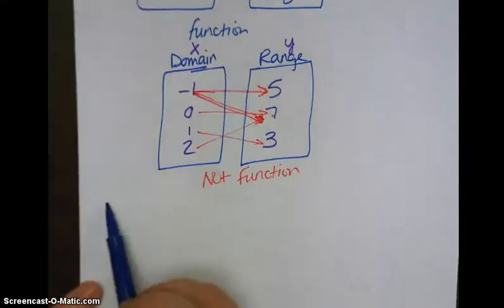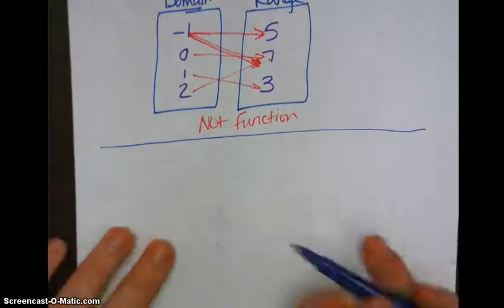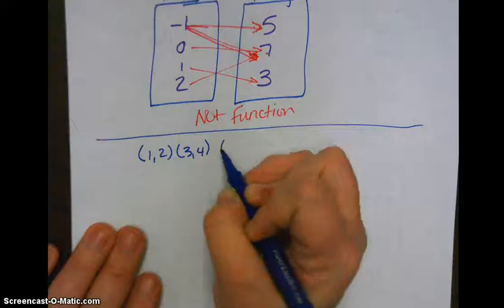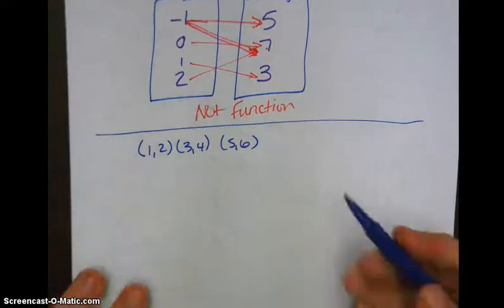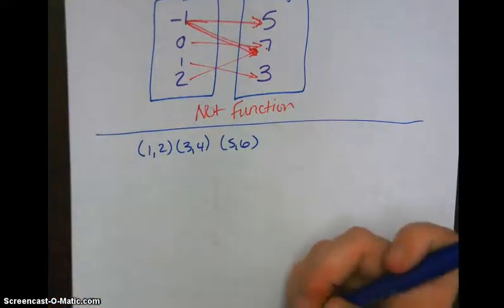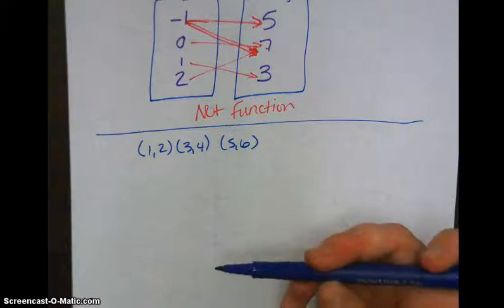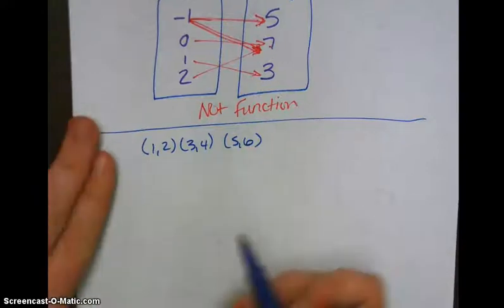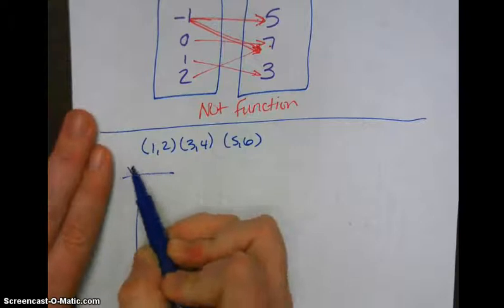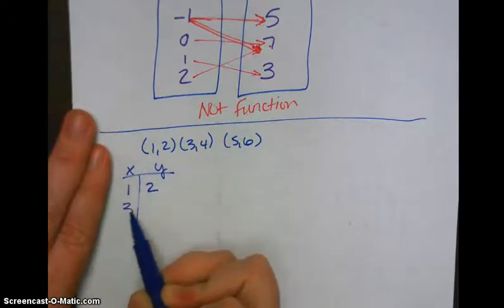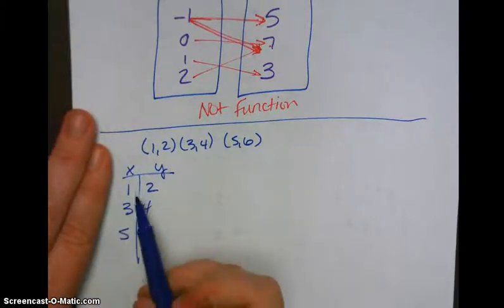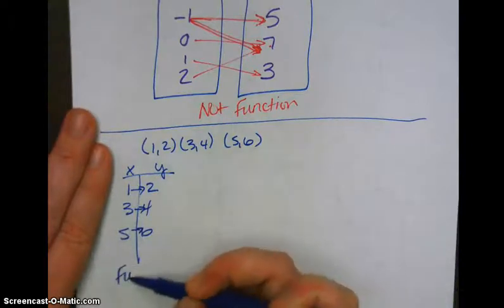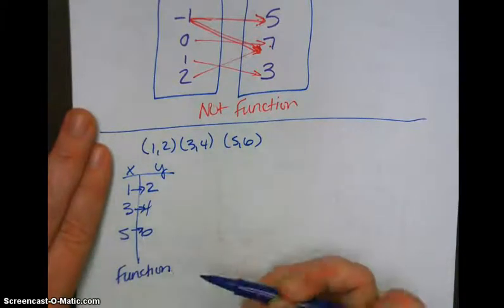Yet another way of looking at it is if we're given ordered pairs. If we're given the pairs (1, 2), (3, 4), (5, 6), we can either create a table to check, we can create a graph to check, or we can create a mapping to check. I'm going to create a table first. So I have 1, 2, 3, 4, 5, 6. Every x value only has one y value. So therefore it is a function.